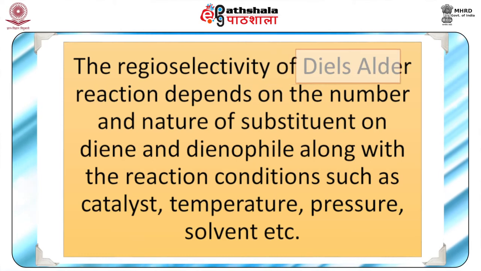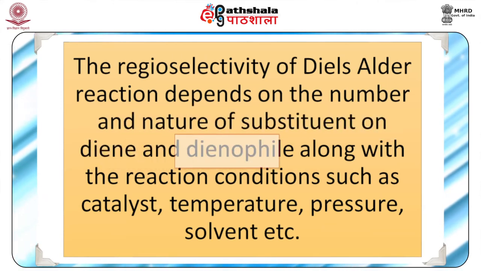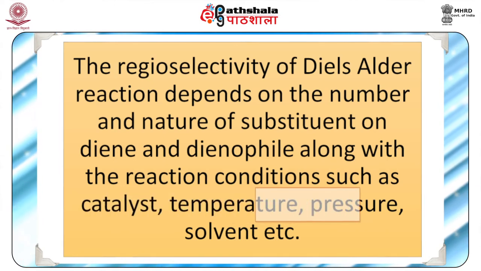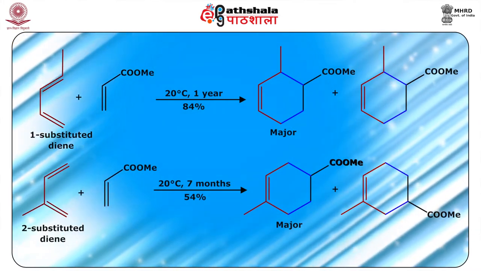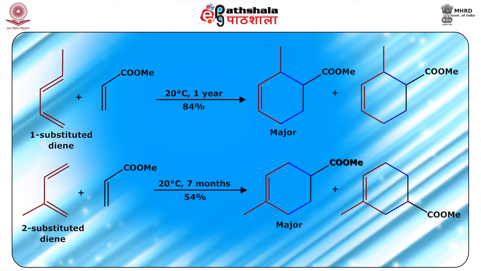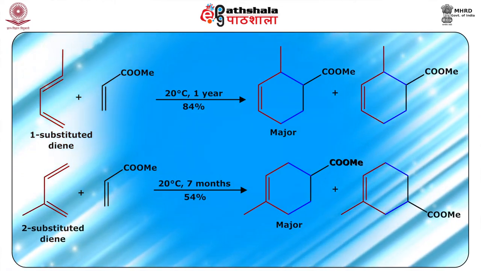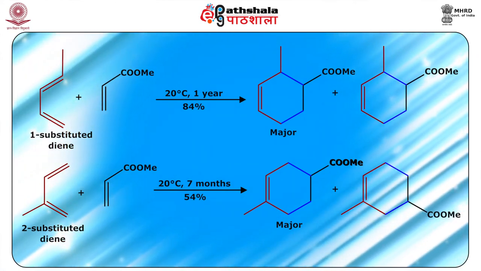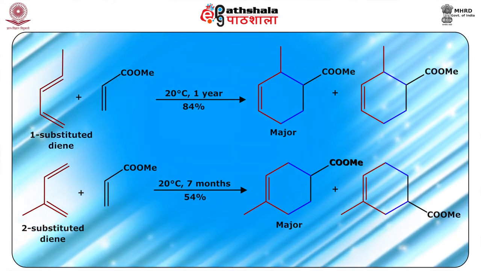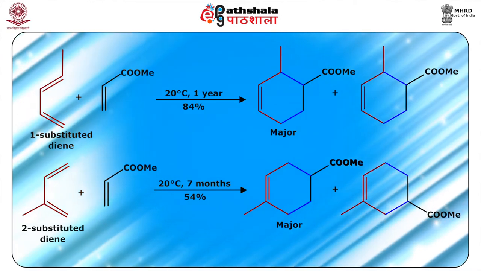The regioselectivity of Diels-Alder reaction depends on the number and nature of substituents on diene and dienophile, along with the reaction conditions such as catalyst, temperature, pressure, solvent, etc. Generally, 1 and 2 substituted butadienes react with monosubstituted dienophiles to give mainly ortho and para adducts respectively. Even with a small substituent such as methyl, the degree of regioselectivity is high. The important feature of this pattern is the fact that whether a substituent is electron withdrawing or donating, it holds good for almost all combinations. As you can see, two reactions.